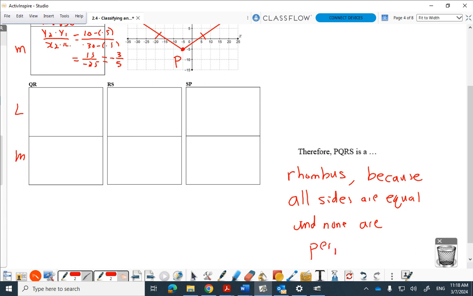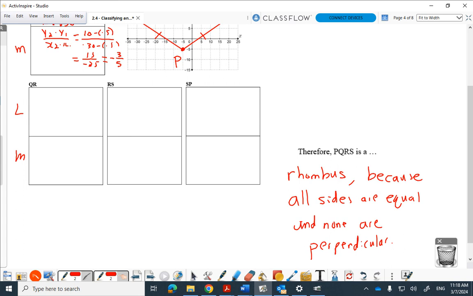Do you see how this is different from yesterday's lesson? Yesterday we were just finding side lengths, finding midpoints, finding slopes, whatever. Now we're doing something with it and making some decisions. We need some other knowledge to put together. Okay? Do you have any questions about that?